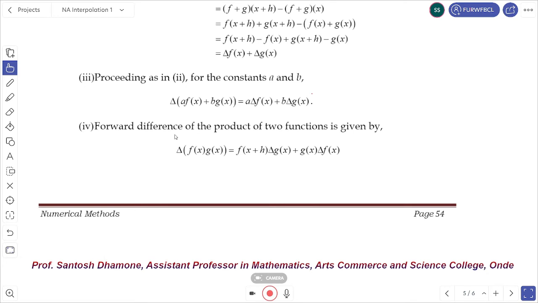The forward difference of the product of the functions is given by Δ[f(x) g(x)] = f(x+h) Δg(x) + g(x) Δf(x). This is the next property.